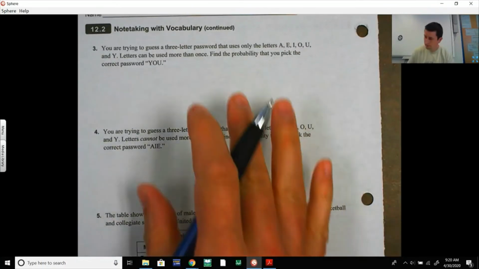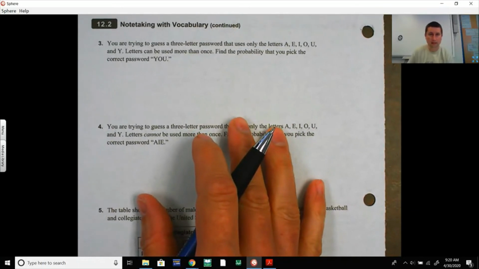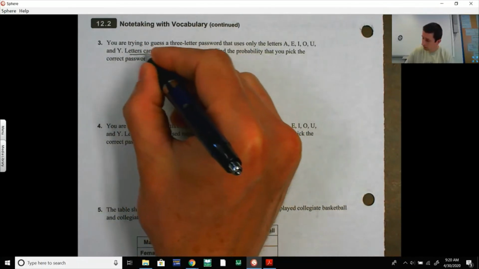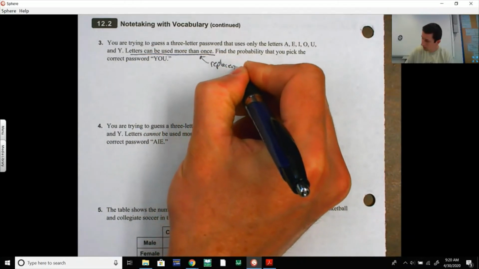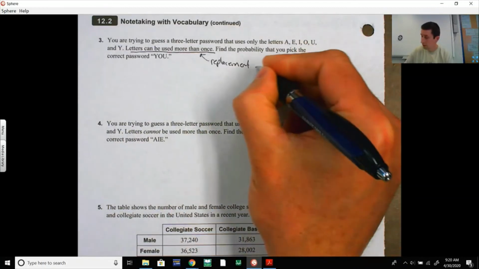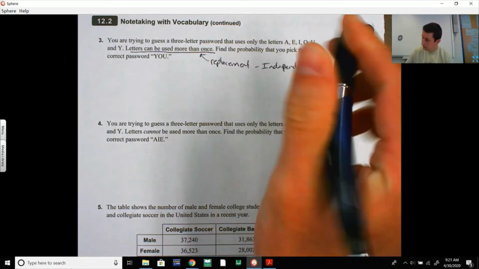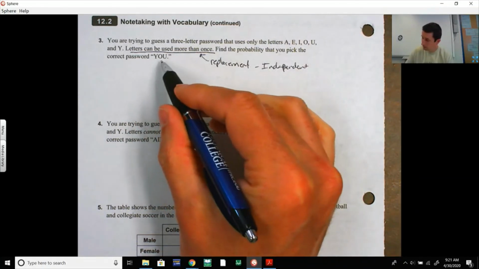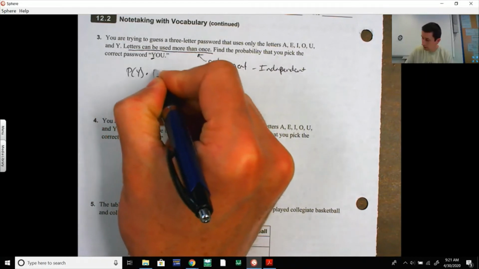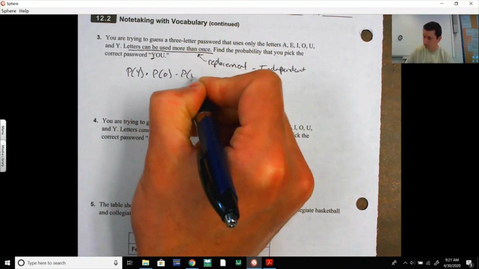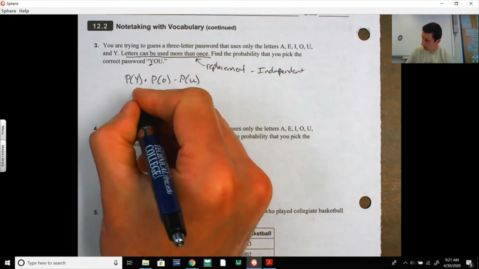Number 3. You're trying to guess a 3-letter password that only uses the letters A, E, I, O, U, and Y. Letters can be used more than once. That means we have replacement, which means they are going to be independent events. Find the probability that you picked the correct password Y, O, U. So what's the probability of picking? We want the probability of Y times the probability of the O times the probability of the U. Probability of Y, we have 1, 2, 3, 4, 5, 6 letters, so that's 1 out of 6.